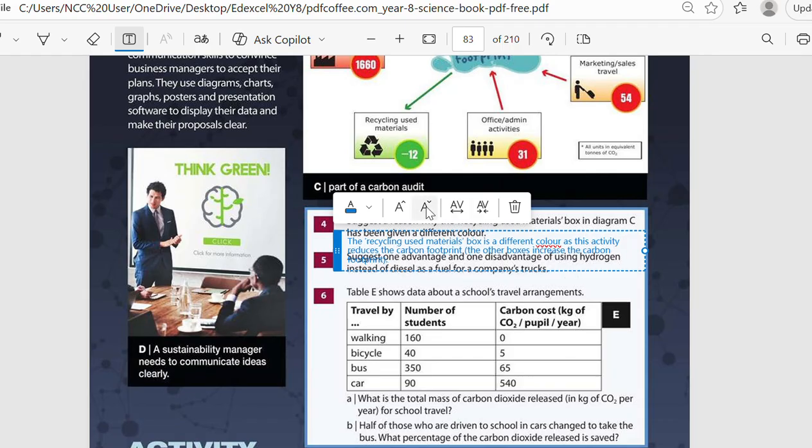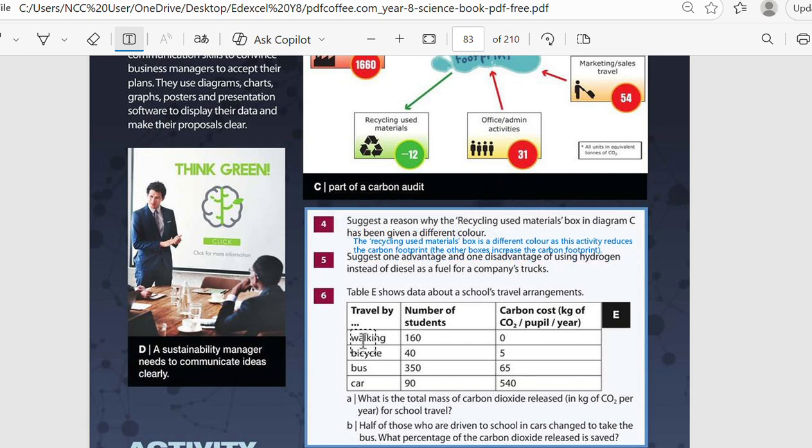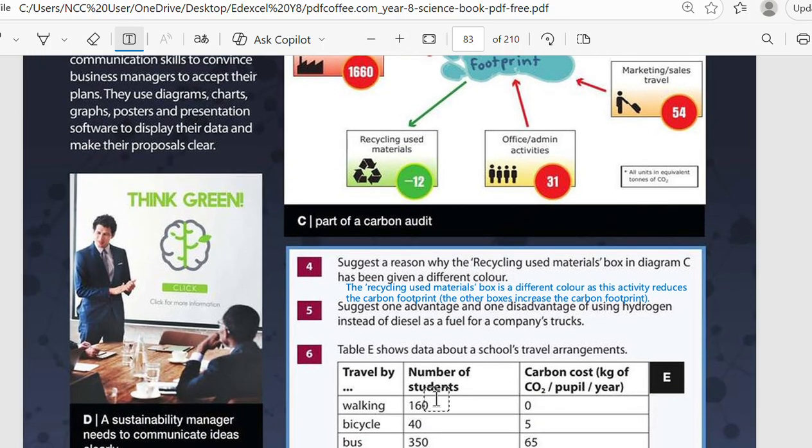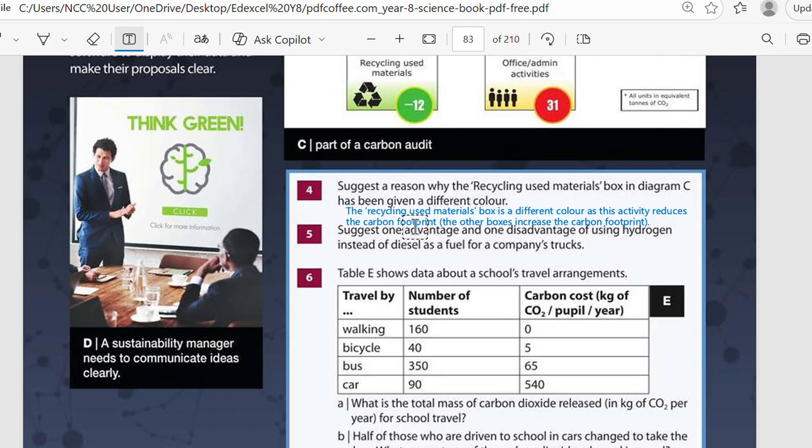A little bit difficult to see, right? Okay, I have made it very small. I hope you can see that. You can see it right now. So the recycling used materials box is a different color because this reduces the carbon footprint and other boxes increase the carbon footprint. So you don't need to write that, just keep in mind why there's a color difference.